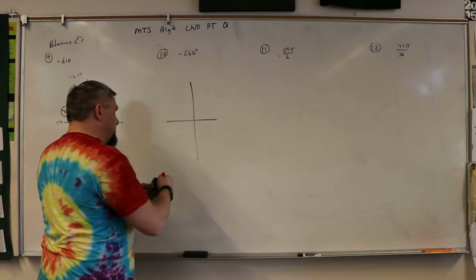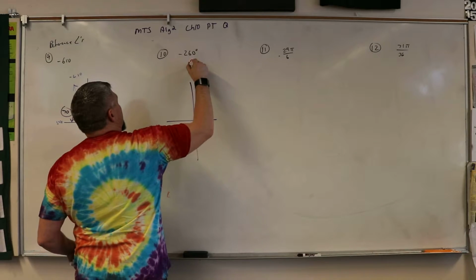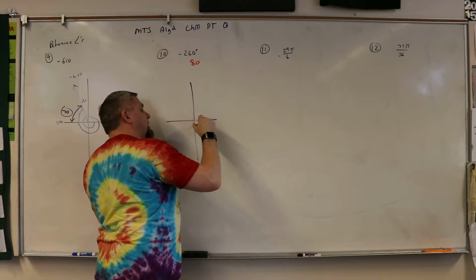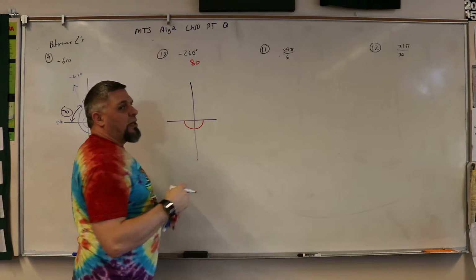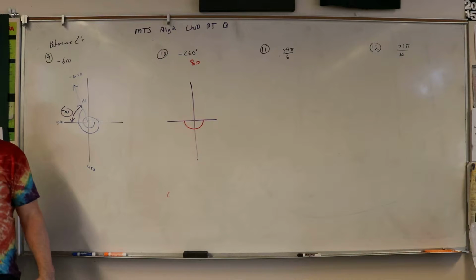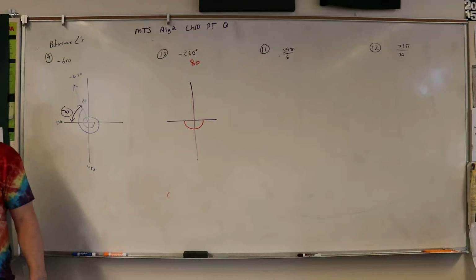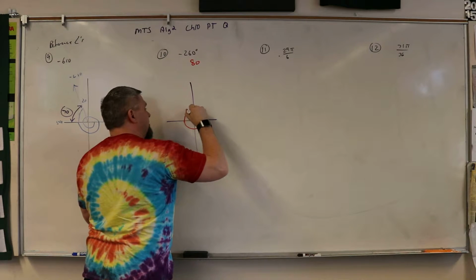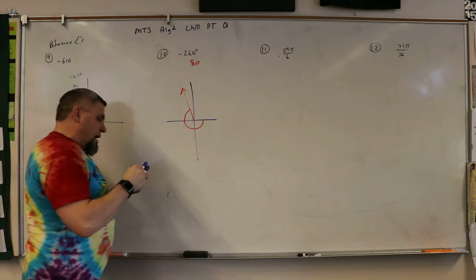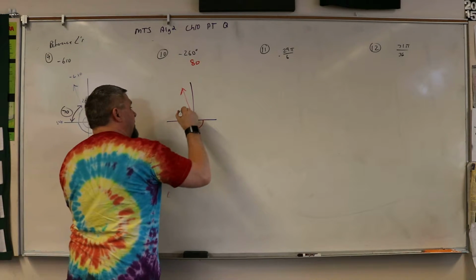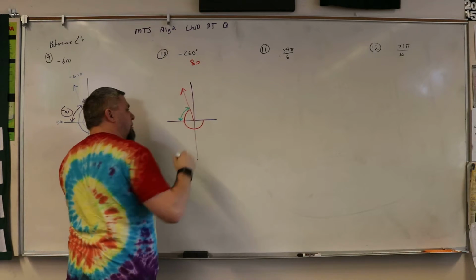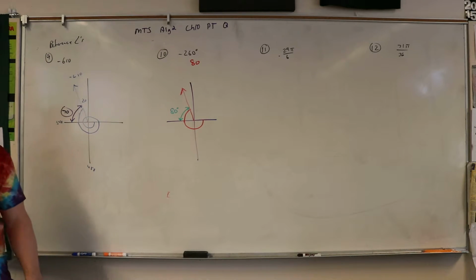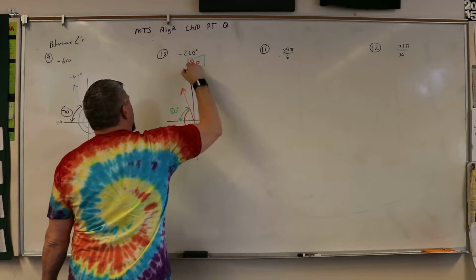Okay, so let's see if that's right. Let's see if it's 80. When I do 260, I'm going negative. So here's 180. 180 from 260 leaves me with 80, right? So that's going to bring me up 80 more, which is almost to the 90. And the reference angle is the one that's going back. So 80 is correct. And the cool thing about reference angles is they are always positive.